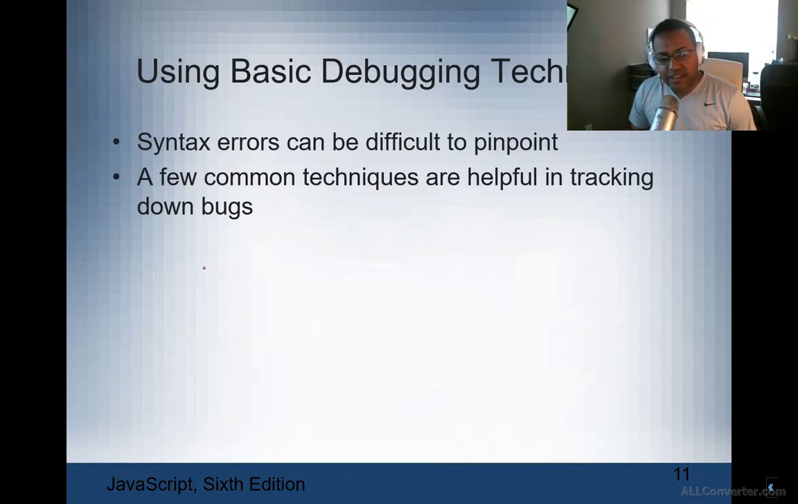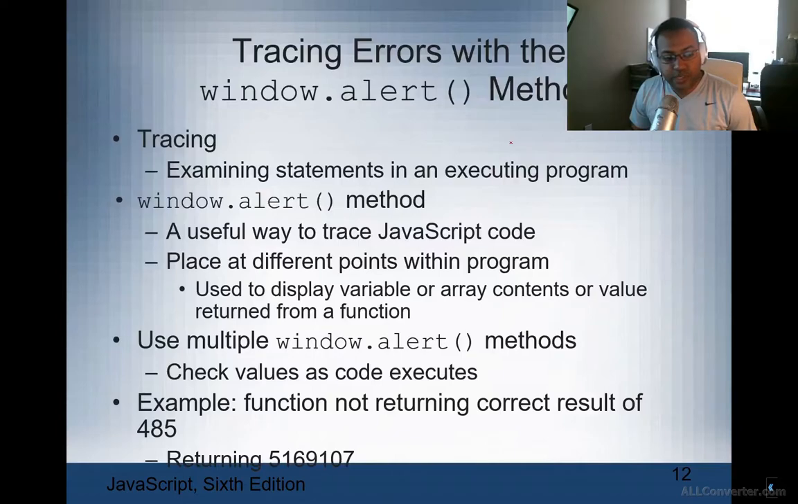So syntax errors can be difficult to pinpoint. Common techniques are helpful in tracking down bugs. Tracing. So tracing is basically examining the statements in an executed program. And then we use the window alert method, or alert. You don't have to necessarily say window.alert. You can just say alert. It is a useful way to display that error in the browser when it's running.